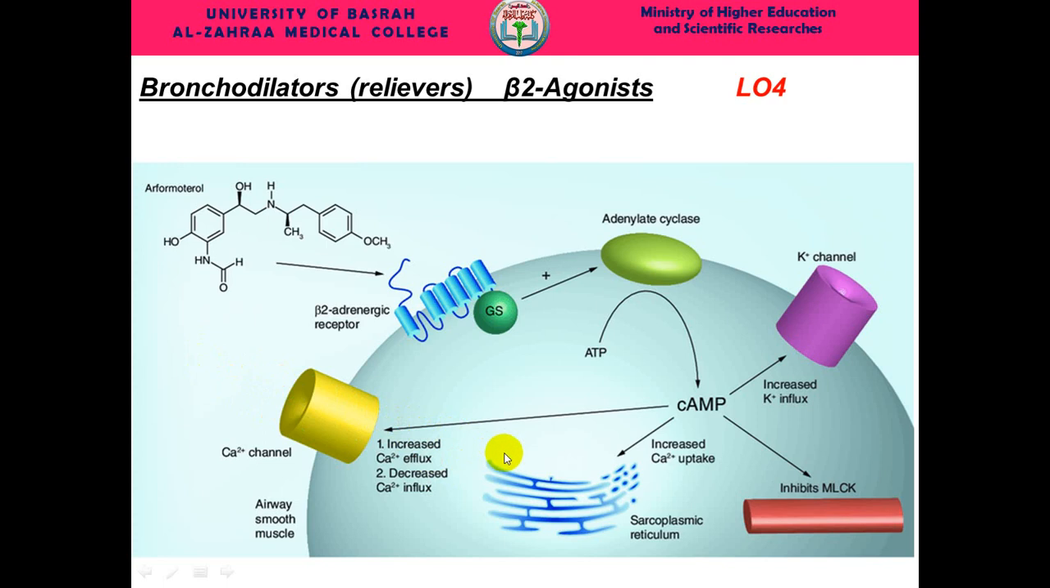As a result of that, we will have low calcium. This low calcium will stimulate the efflux of potassium through the potassium channel. Whenever we have a high level of potassium outside the cell, this will cause bronchodilation by hyperpolarization.